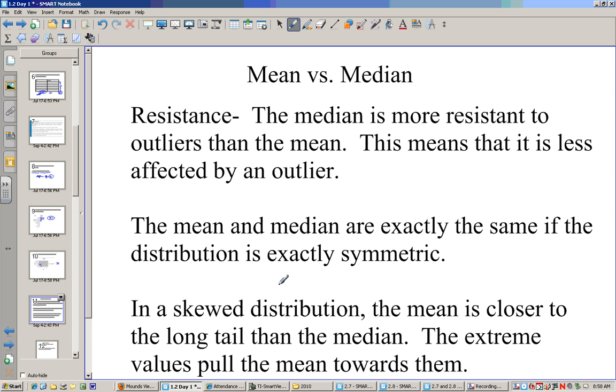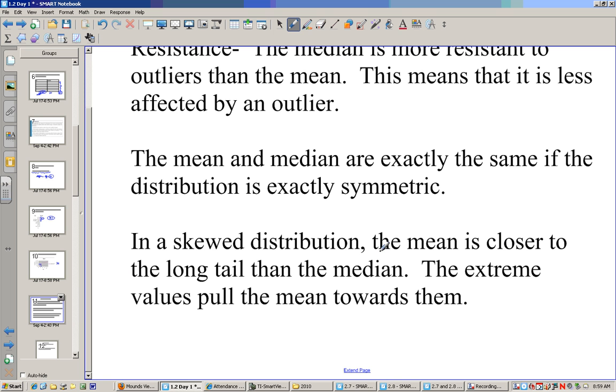Now, mean versus median. We need to know when to use mean and when to use median. First, we need to learn the word resistance. The median is more resistant to outliers than the mean. That means it's less affected by an outlier. The mean and the median are exactly the same if the distribution is exactly symmetric. However, in a skewed distribution, the mean is closer to the long tail than the median.